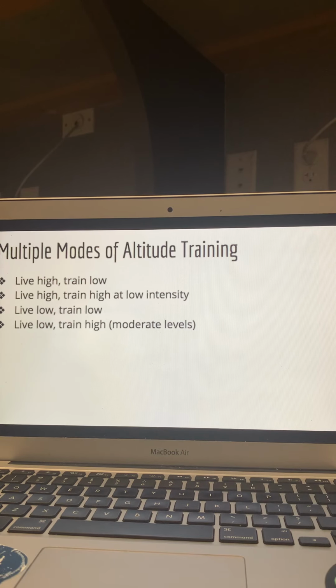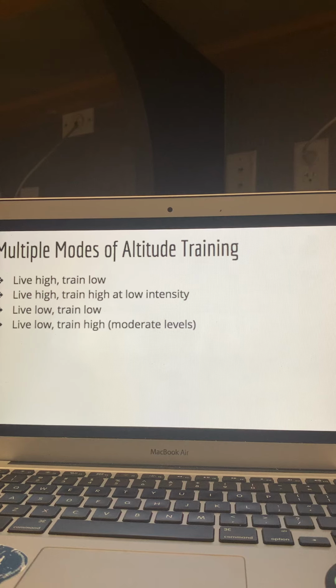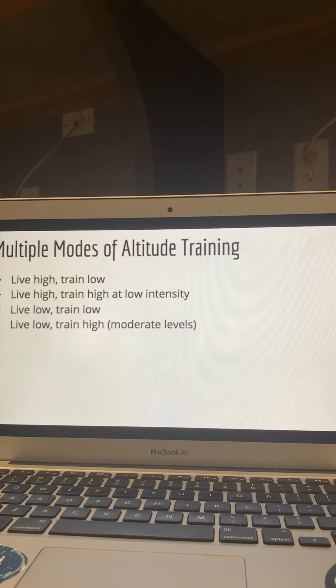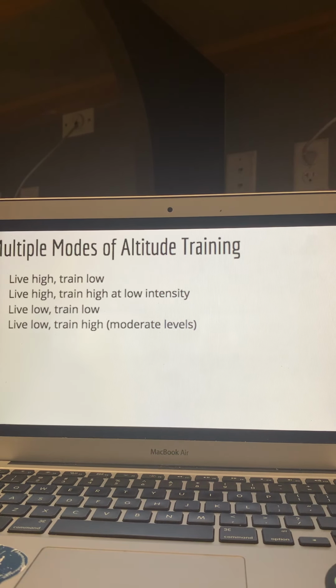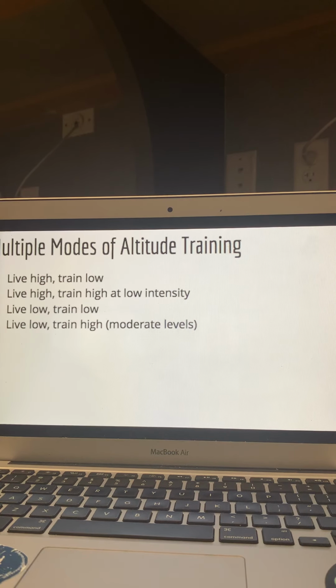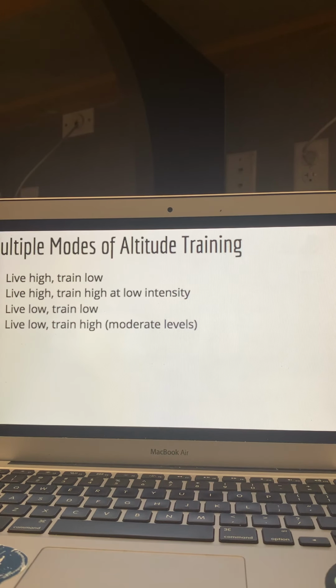Live high, train high at a low intensity. So you're living high and you train high, but at a much lower intensity, so you can moderate the altitude a little bit better. Live low, train low is anyone living at sea level, but also training and competing at that same level. Live low, train high is living at a low sea level, but training at a higher elevation, but at moderate levels and moderate to high intensity.